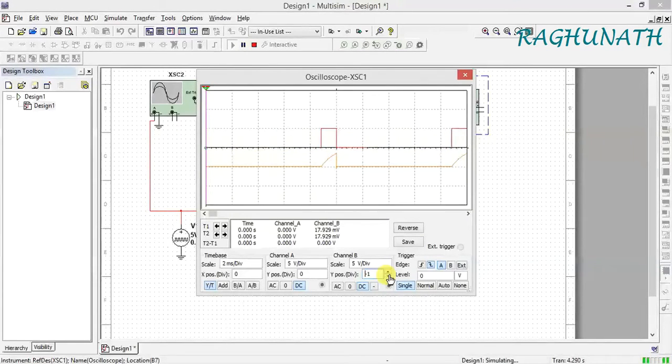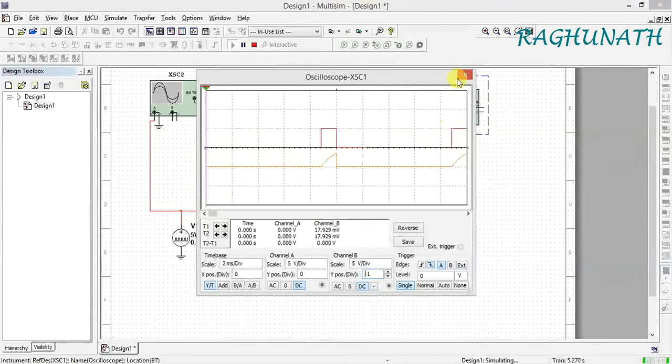Okay. So initially the capacitor voltage is 0. When it reaches 2/3 VCC, the output will change. Whenever you apply the pulse, the capacitor voltage starts from 0 to 2/3 VCC, and the output will be quasi-stable. Whenever the capacitor voltage reaches this, the output changes immediately and comes back to this.